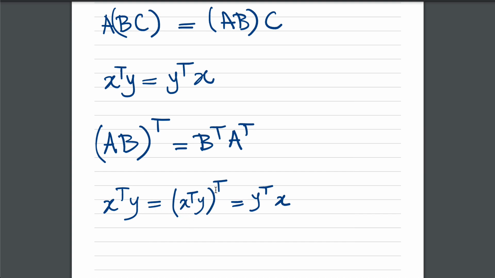We can call this A here, and Y will be B. So B transpose will be Y transpose, and A is X transpose. So A transpose is the transpose of X transpose, which will be X. So that's why X transpose Y is Y transpose X.